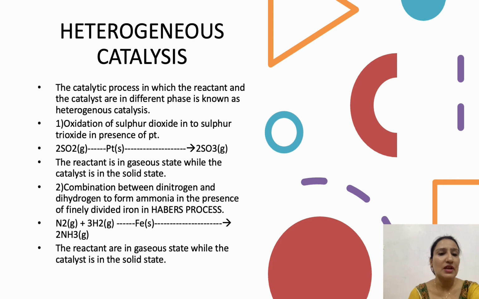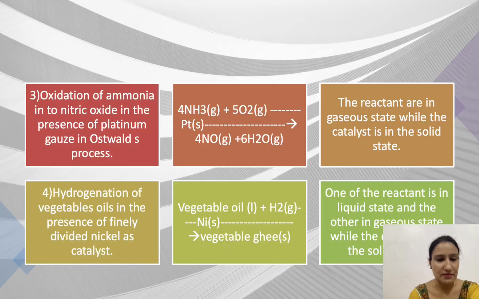Next example is combination between dinitrogen and dihydrogen to form ammonia in the presence of finely divided iron. Iron is the catalyst here, and this process is known as Haber's process. Here the dinitrogen and dihydrogen, the reactants, are in gaseous phase, and the iron as a catalyst is in solid phase. So this is known as heterogeneous catalysis.